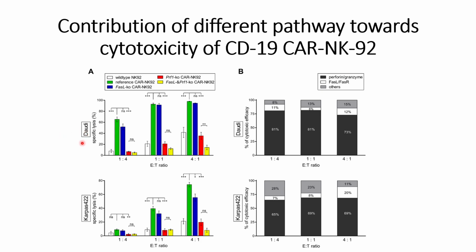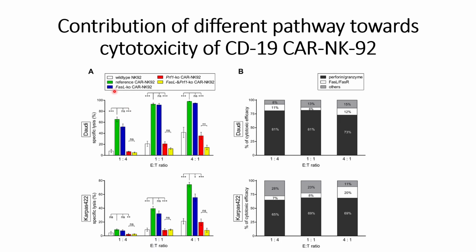In this, they did the experiment at different effector to target ratios, starting with 1:4, 1:1, and 4:1. For the wild type NK92, they see minimum cell death, which increases with an increase in the effector to target ratio. For the CD19-CAR-NK92, written here as reference CAR-NK92, they see very significantly increased cell death compared to the wild type NK92 for all the effector to target ratios.